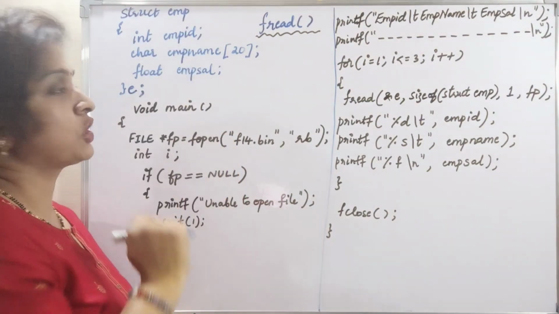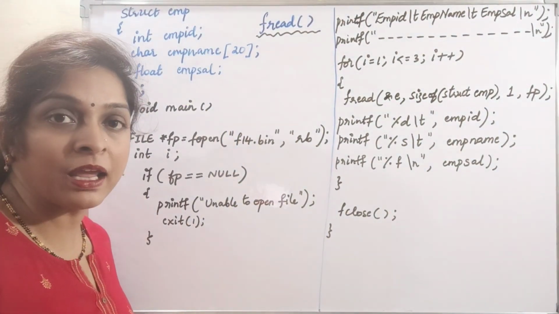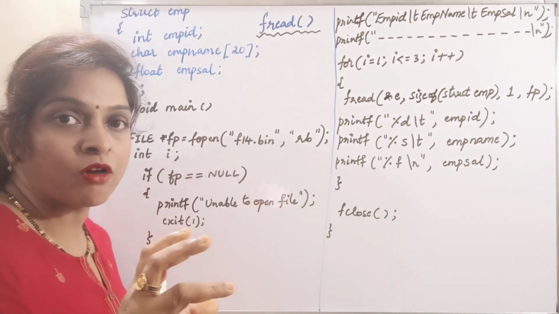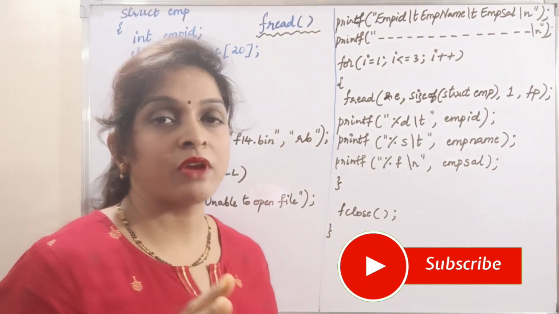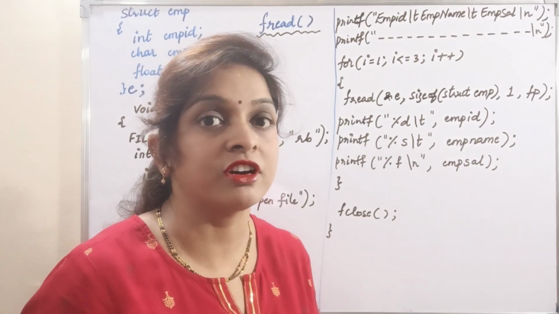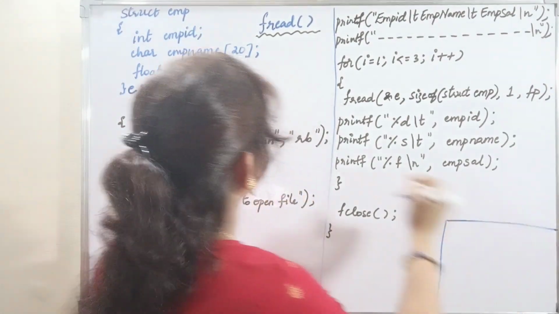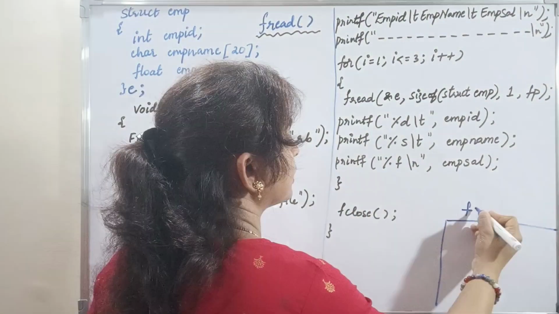That is, we defined structure employee and we wrote employee ID, employee name and employee salary. So a complete block of data 3 times. So we have written 3 blocks of data. So 3 employee details we have written into the file. So the file, that is f14.bin.